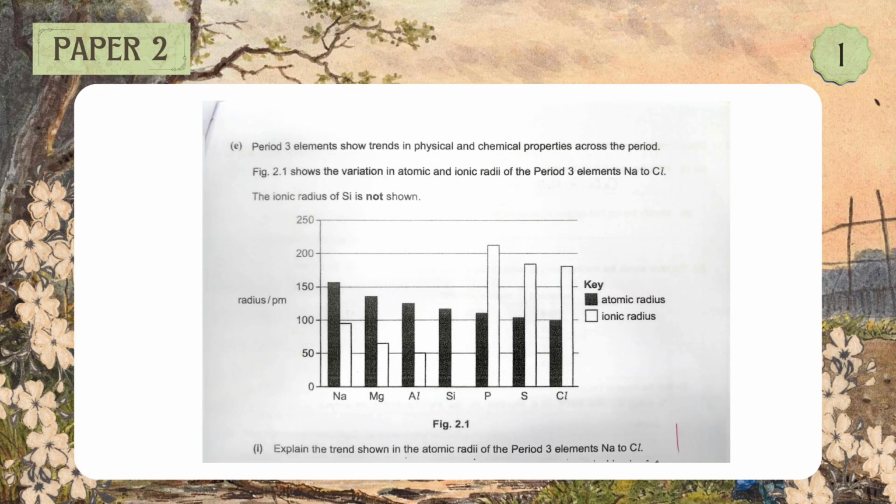Now for 1e, atomic radius trend. Across period 3 the number of protons increases but electrons are added to the same energy level. Shielding stays almost constant, so nuclear attraction increases. The outer electrons are pulled closer to the nucleus, causing atomic radius to decrease.